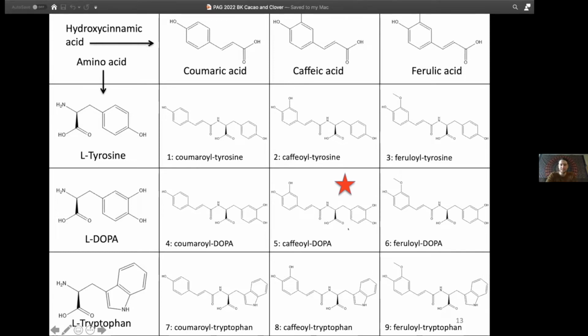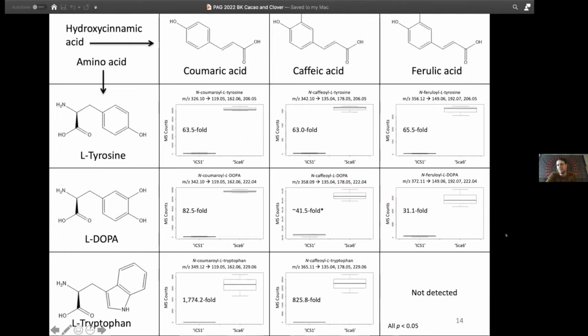And if we go digging in the LCMS data set, we find a bunch of these HCAA compounds, and all of them that we detected in this table were higher in Scavena 6 than in ICS1, quite substantially. And we found it for several other HCAA compounds as well. This table is a little bit expanded in the publication, but I'm just showing a limited subset here.